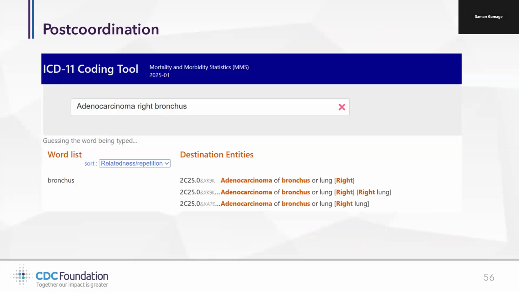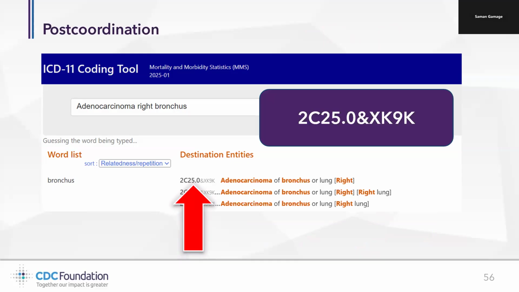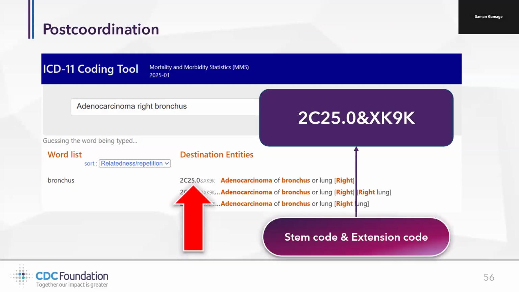Now you can see here adenocarcinoma right bronchus. So we have the code for adenocarcinoma of the bronchus, 2C25.0, and we post-coordinate to add an extension code XK9K to indicate laterality, right side. So this is post-coordination. We have post-coordinated to add the laterality, and we use an extension code.